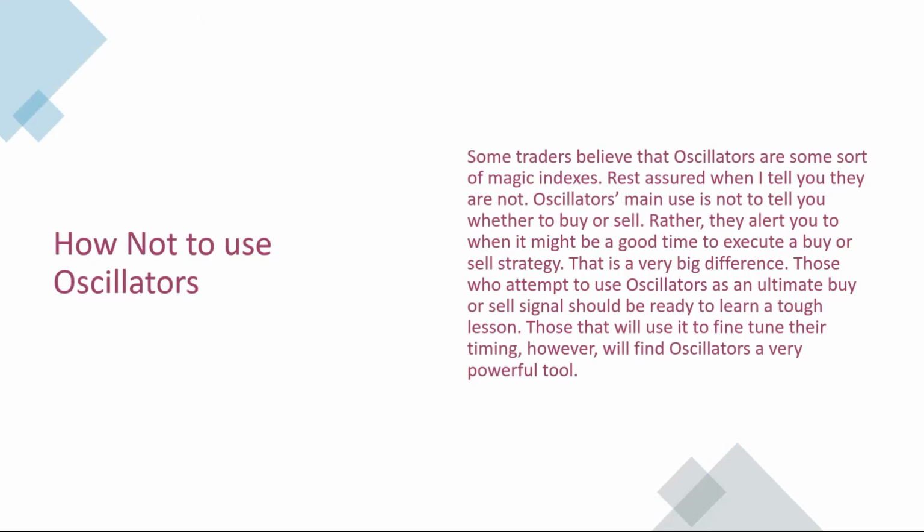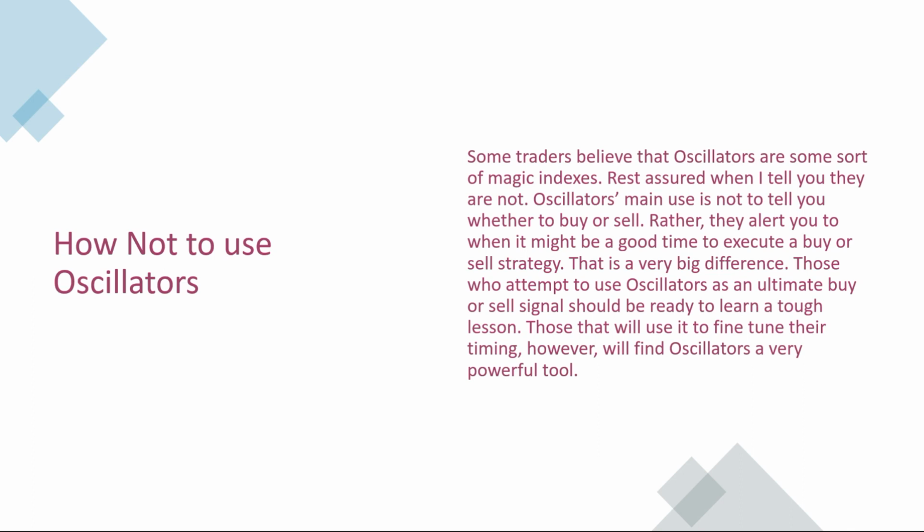Some traders believe that oscillators are some sort of magic index. Rest assured, they are not. Oscillators' main use is not to tell you whether to buy or sell. Rather, they alert you to when it might be a good time to execute a buy or a sell strategy. But that is a big difference. What they're doing is hitting you on the back of the head and saying, hey dummy, there's an opportunity here, check it out.